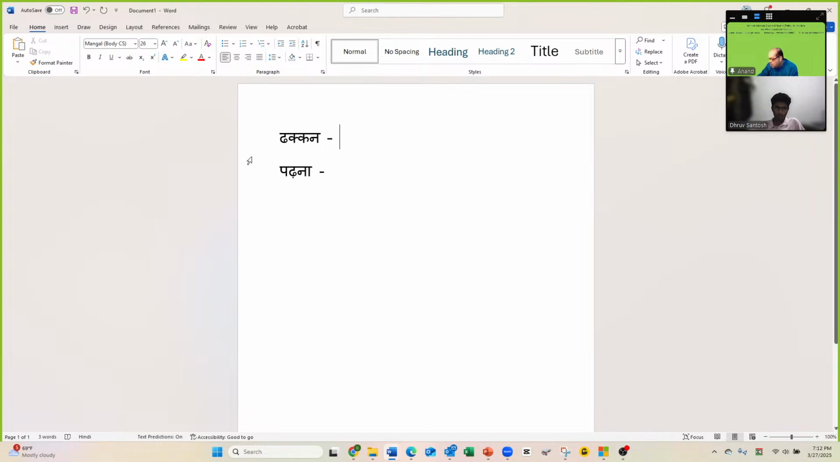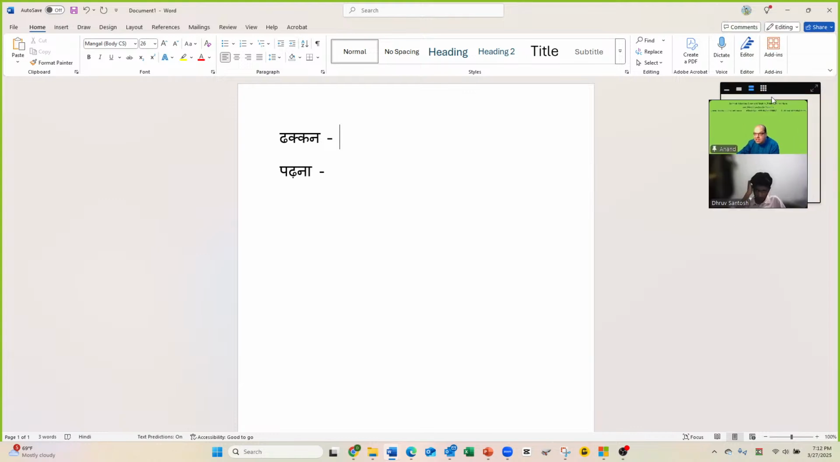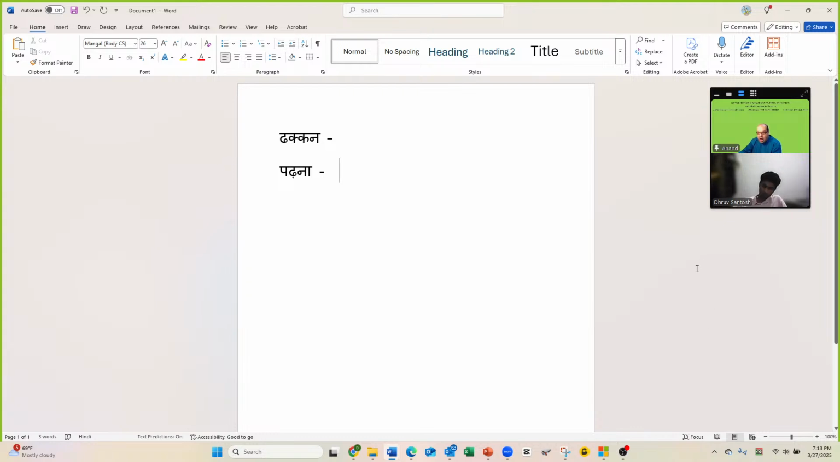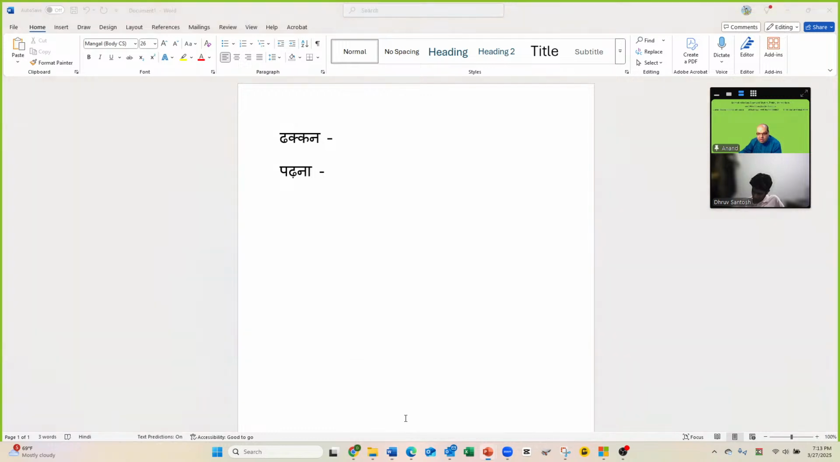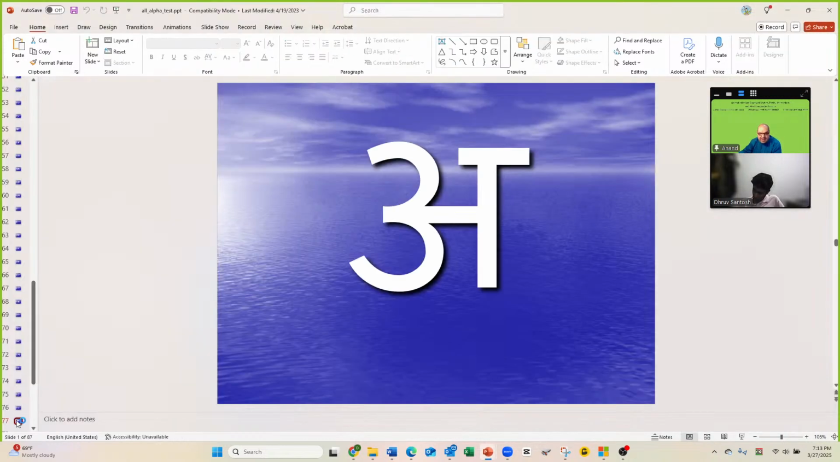Because at some point you will start getting that fluency, which I don't expect at this point. There's nothing wrong on your part. It is that it will take a little more time. So let's do a quick test on alphabets and tell me which one is which.